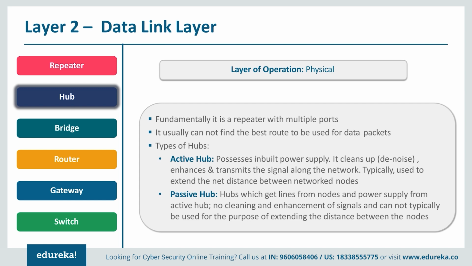Different types of hubs are the active hub and the passive hub. The active hub is typically used to clean up network disturbance or network noise and also to enhance the signal strength across the network. The passive hub is simply a pass-on device. It just transmits the signal whatever it gets. It will not make any modification, error fixing, or denoising.